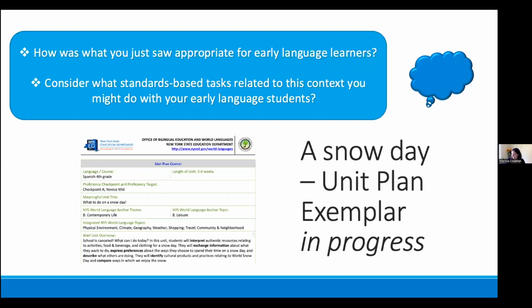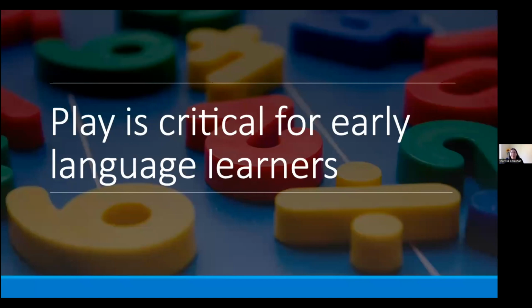All right. Now, it wouldn't be an early language workshop without mentioning play, right? Play is critical for early language learners. It's critical, quite frankly, for any learner. And I say that to every level teacher. I'm saying to you as my elementary and early language teachers that play is important at this level. And I want to show you a couple of examples of how I incorporate play in my classroom.